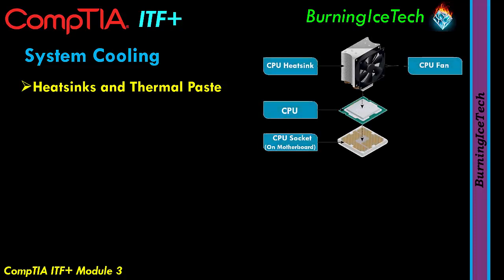Now, on that little CPU slot that I showed you guys earlier on the motherboard, you're going to insert the CPU, which is the central processing unit. It's a chip. It's your computer's main brain. On top of that chip, you are going to put what we call a heat sink. It looks like a giant big metal block.